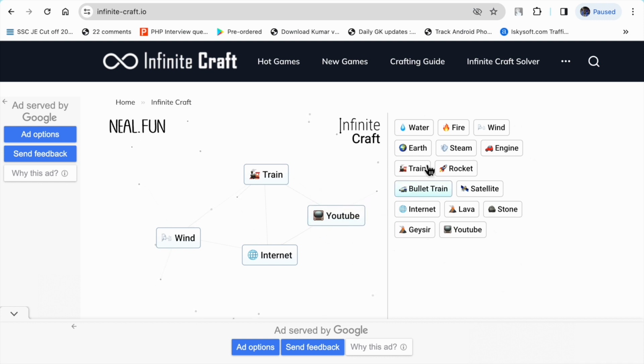Now earth plus earth. This makes mountain. Now water plus water. This makes lake. Now lake plus mountain. This makes Zord.